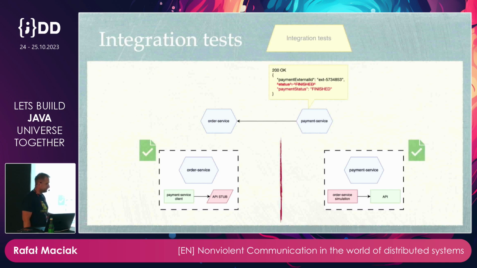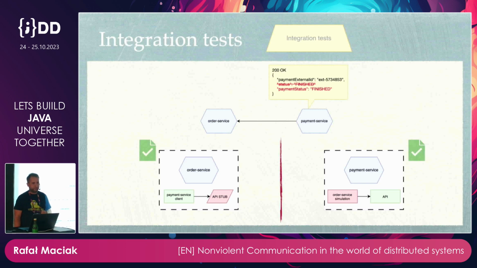We deploy this version of payment service to production, and what? We're in trouble, right? The feature doesn't work. Order service does not understand the response of payment service. The feature doesn't work. Customers are complaining, and the business is in panic mode. We need to fix it as soon as possible.